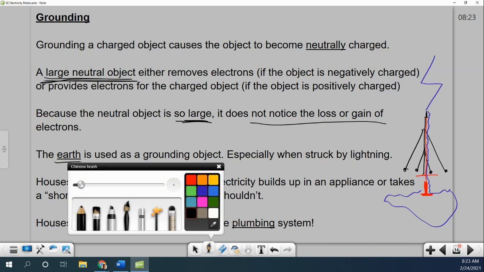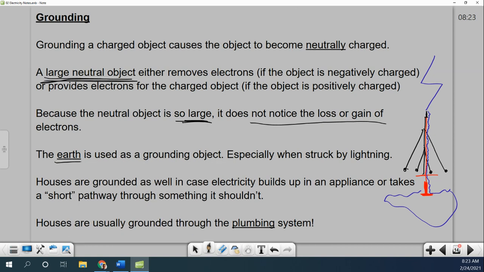Now, your house is going to be grounded as well. Your house is much less likely to be hit by lightning, but if an appliance malfunctions and builds up electricity, or if something's rubbing together, like you have a motor, something motorized, like a drill or a saw that you're running, and it generates some electricity, or a wire maybe just breaks or gets worn out or frayed, and the electricity starts to take a shortcut, a pathway through something that it shouldn't. We call that a short circuit. That could cause fires very easily. And so we ground houses in such a way that any extra electricity can get out of the house and into the ground.